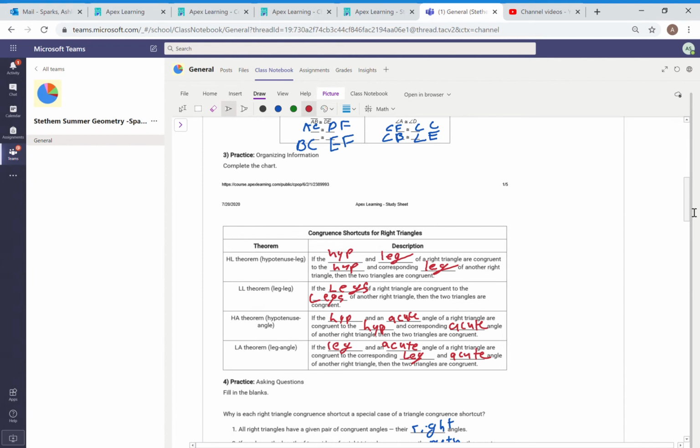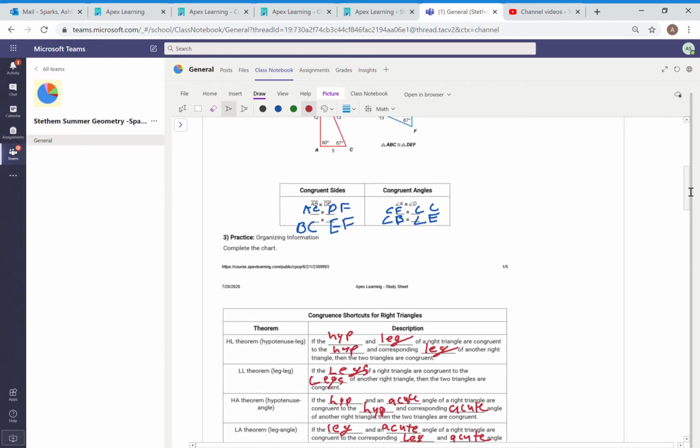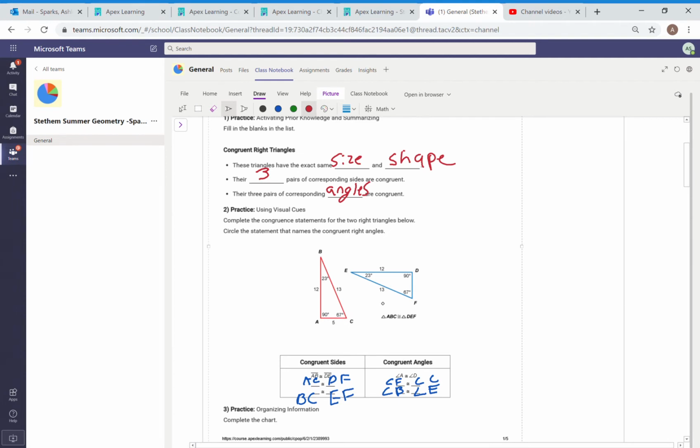If you remember, we had before side, side, side, and side, angle, side, these shortcuts to prove congruence. We have the same thing here. I'm not going to read through all of this, but you have HL, which is hypotenuse leg. So if you know the measure of the hypotenuse, like we have up here, we know the hypotenuses are both 13, and then one of the legs, so we know that these two are both 12, then we know every other part would also be congruent. So that's one way.